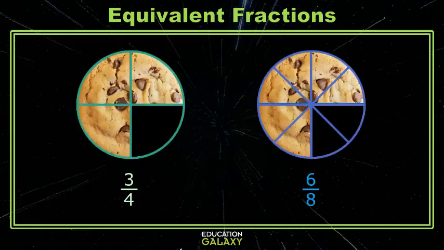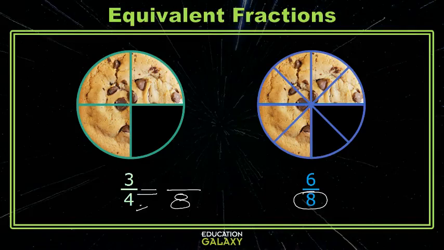Here we have 3/4 of a cookie and 6/8 of a cookie. And by the models, I can tell those look like the same amount. But again, let's see if we can prove that to ourselves. I have an 8 on the denominator here. If I could have an 8 over here, that would be super helpful.